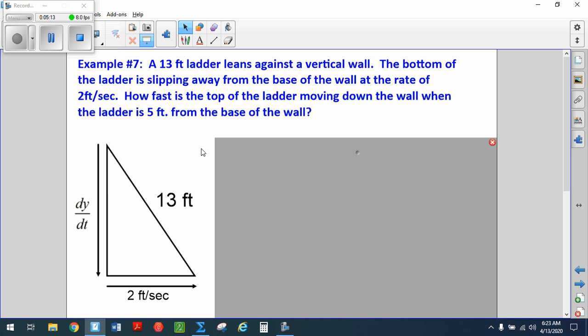There's a takeaway for today. All right, I want to use x and y for my horizontal and vertical.